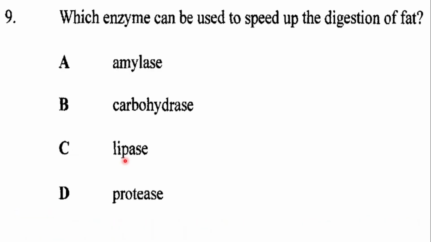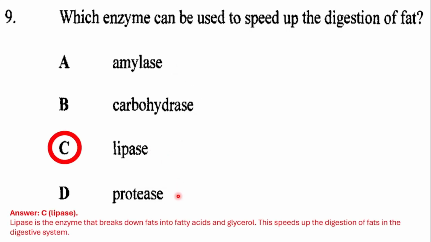Let's move on to question number 9, and it says, which enzyme can be used to speed up the digestion of fat? Is it amylase, is it carbohydrates, is it lipase, or is it protease? And the correct answer is definitely going to be C, lipase, because lipase is the enzyme that breaks down fats into fatty acids and glycerol. This speeds up the digestion of fats in the digestive system. So the correct answer is definitely going to be C, lipase.